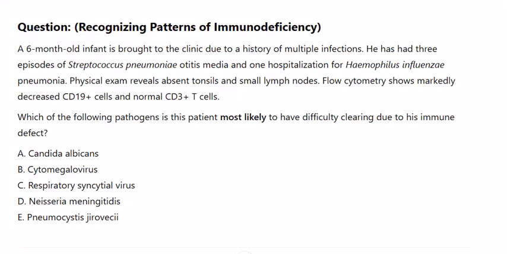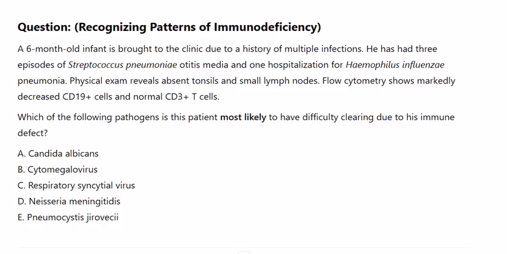Question: recognizing patterns of immunodeficiency. A 6-month-old infant is brought to the clinic due to a history of multiple infections. He has had 3 episodes of Streptococcus pneumonia, otitis media, and 1 hospitalization for Haemophilus influenzae pneumonia. Physical exam reveals absent tonsils and small lymph nodes.